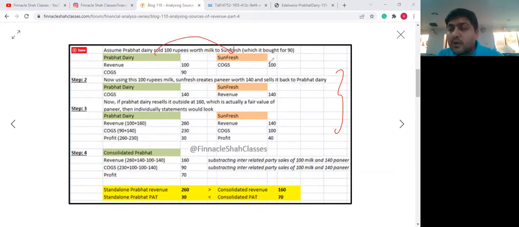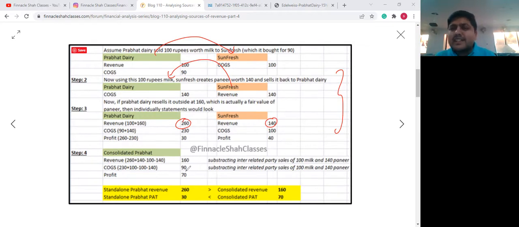That's basically called a downstream transaction, something which we referred to in our previous reading of lecture 9. Moreover, if Sunfresh is selling back to Prabhat Dairy, that's an upstream transaction. In downstream and upstream transactions, it's always possible that inventory spillovers or leftovers are present in individual entities, which is why the revenue figures are not that easily computed just by adding the top lines and subtracting the related party transactions. In fact, the proportion of ownership comes into the picture.